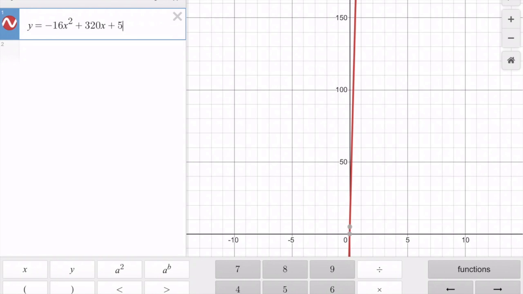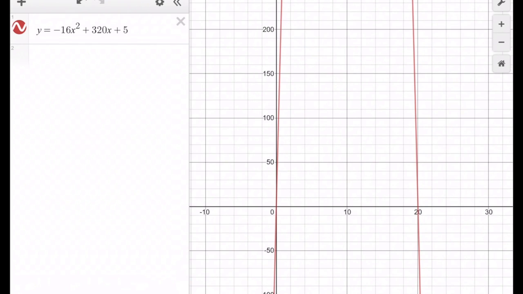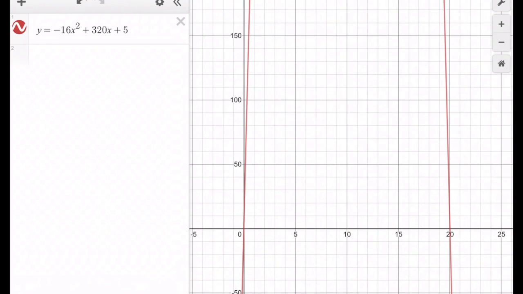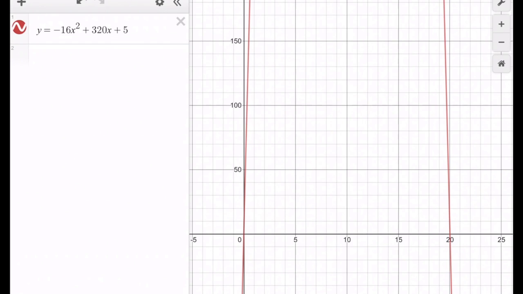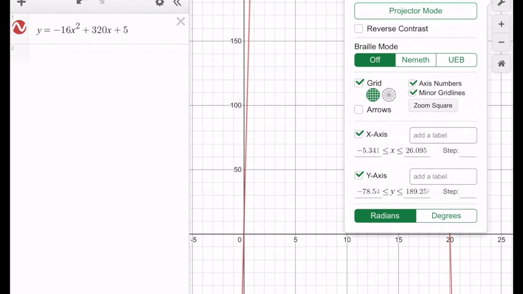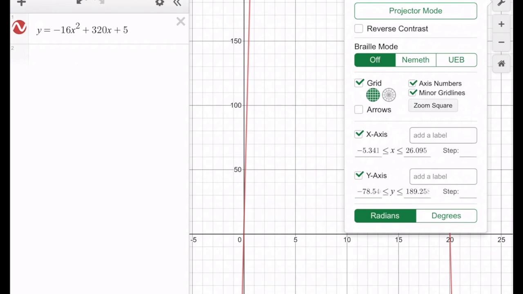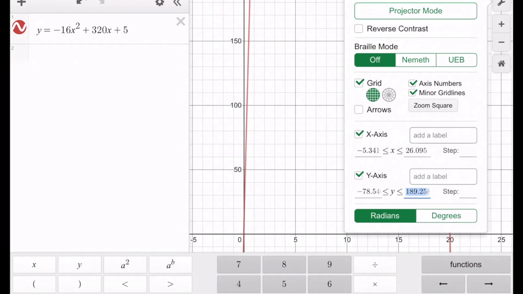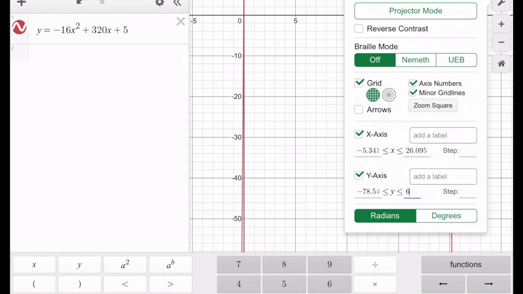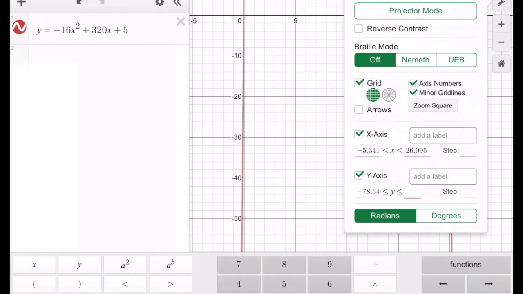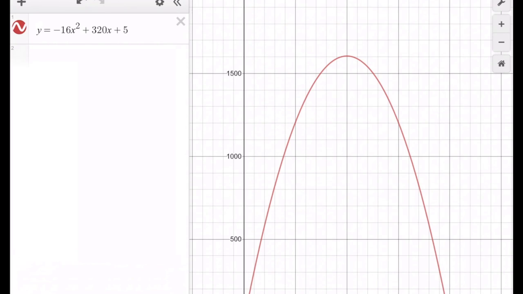Now when you first see the graph, it's going to look kind of like a vertical red line. You can zoom out to see both of the x-intercepts, but we still can't see the maximum, the top of the parabola. So I need to increase my y max, and I can do that by going to this little tool in the top right corner and changing the highest y value underneath y-axis. I'm going to start with like 600. Now it looks like I can see the curve better, but I still can't see the maximum at the top. So I'm going to change that to 2000. Okay, so now I can see the maximum at the top.